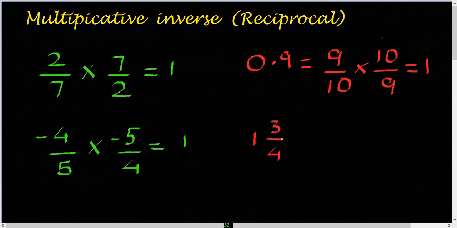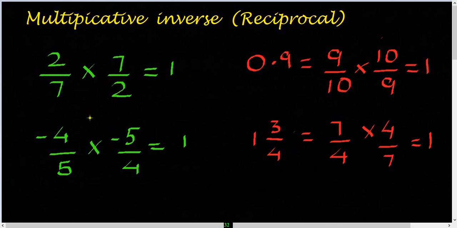If you have 1 3 upon 4, it is a mixed fraction. Make it into an improper fraction and then find the multiplicative inverse. It is 4 ones are 4 plus 3, 7. It will become 7 upon 4. Multiply by, now you very well know 7 upon 4 will be multiplied by 4 upon 7 to get the answer 1. That is the multiplicative inverse of 1 3 upon 4.